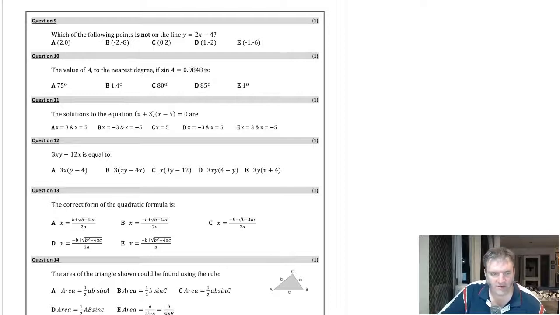All right, on to page 2 of the exam. Question 9. Which of the following points is not on the line y equals 2x minus 4?